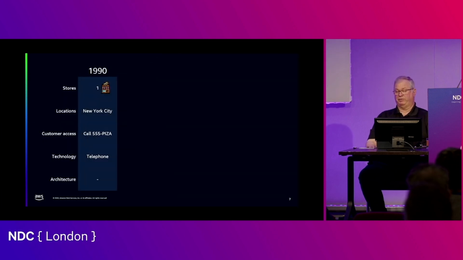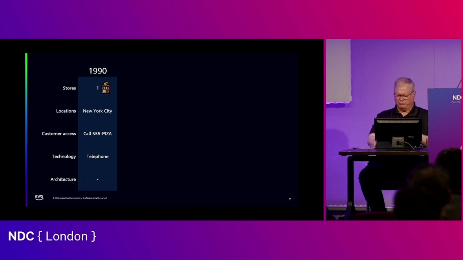Well, Oddball Pizza saw some pretty good growth from their original single store in New York City back in the 90s, where the way customers placed orders was to call 555 Pizza, and the technology they used was called the telephone. For you younger folks, there used to be a time when everyone had a thing called a landline, a telephone number that stayed with the building, not with the person.